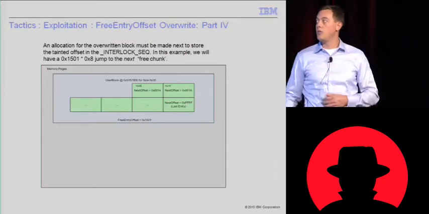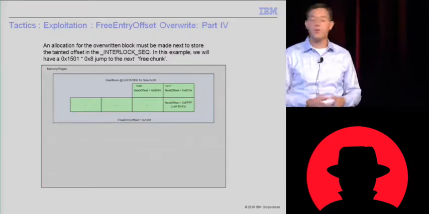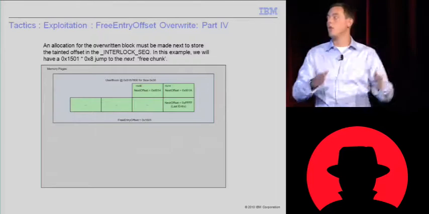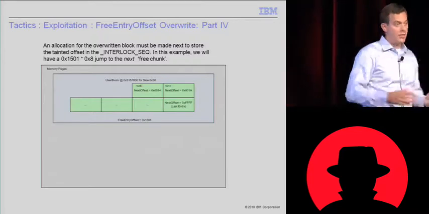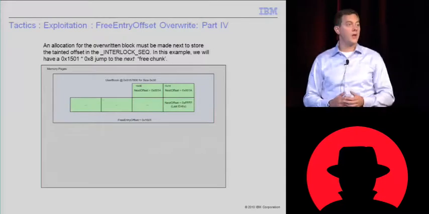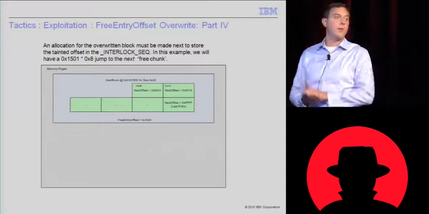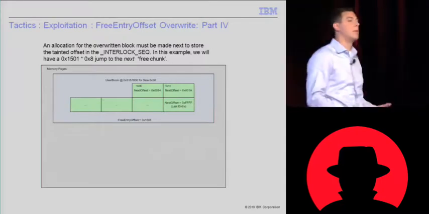Now the next allocation will be at the user blocks plus where the last chunk was, plus the free entry offset times 8. That, on this one, for size 30, would point off the memory page. It would point into uncommitted memory somewhere.